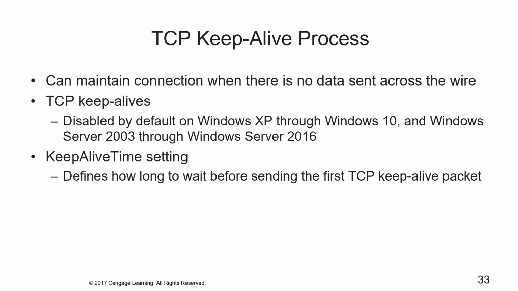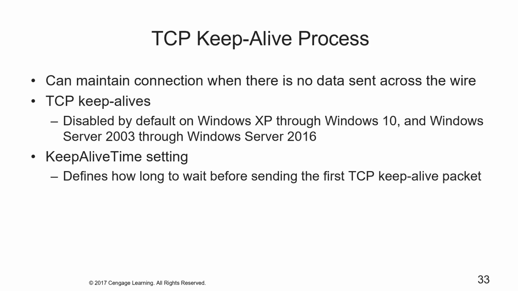So the Keep-Alive process can maintain a connection where there's no data sent across the wire. The TCP Keep-Alives, they're disabled by default on Windows XP through 10, Windows Server 2003 through 2016. The Keep-Alive time setting defines how long to wait before sending the first TCP Keep-Alive packet. The period of Keep-Alives defined by Keep-Alive time in the Windows registry setting is by default 2 hours. So you'll see a value in there, 7.2 million. That's the number of milliseconds.